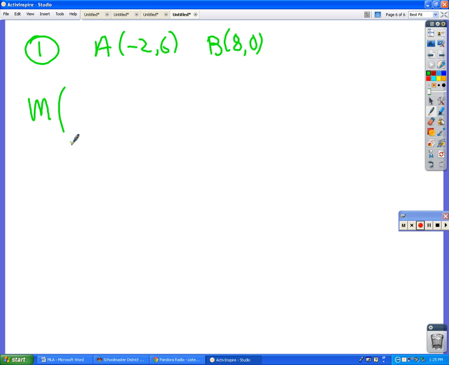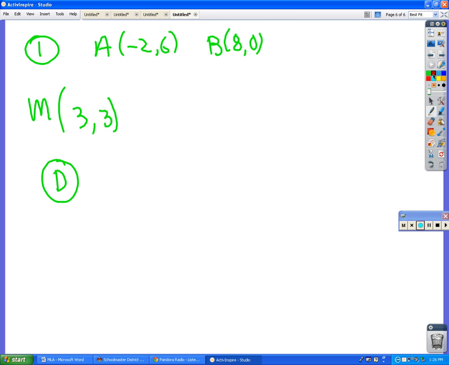So if I add the x coordinates together, what do I get? 6, and then I take that and divide it by 2 and get 3. So hopefully you can see 3 is right in between -2 and 8. It's 5 away from there, it's 5 away from there. And then 6 plus 0 is 6, divided by 2 is also 3. This 3 is halfway between 6 and 0. So my answer there is D.